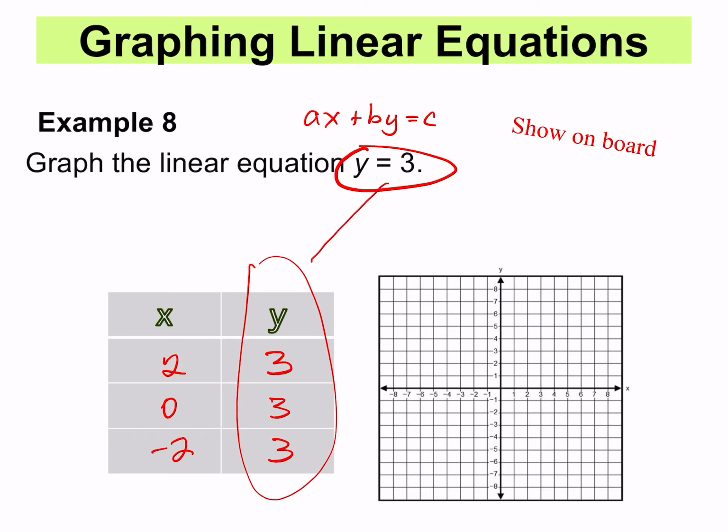Let's graph these ordered pairs. 2, 3 is right here. 0, 3 is right here. And -2, 3 is right here. Oh, we have a special kind of line. I'm grabbing my straight edge on my iPad here, and I have a what? Yeah, I have a horizontal line passing through y equals 3.